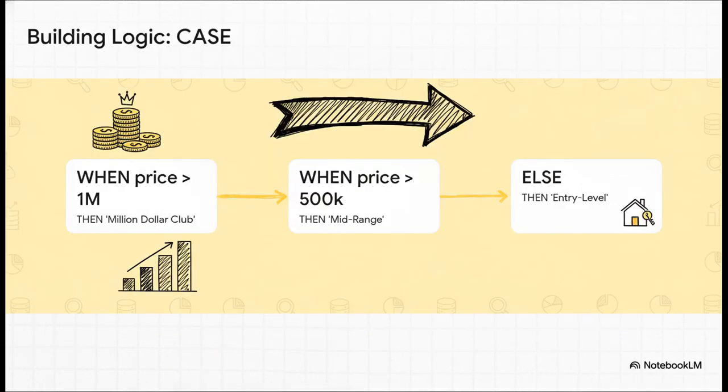A CASE statement is so cool. It basically goes through each row one by one and follows your rules. First it asks, is the price over $1 million? If yes, it slaps on the label $1 Million Club. If no, it moves to the next rule. Okay, is it over 500,000? If yes, it gets the mid-range label. And if a row doesn't match any of your rules, it falls into the final ELSE bucket. Just like that, you've created a brand new, meaningful category that didn't exist before.